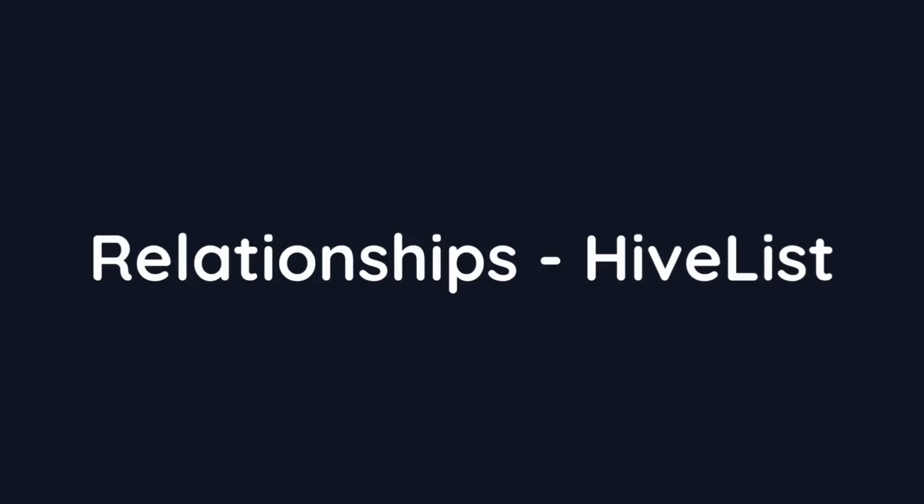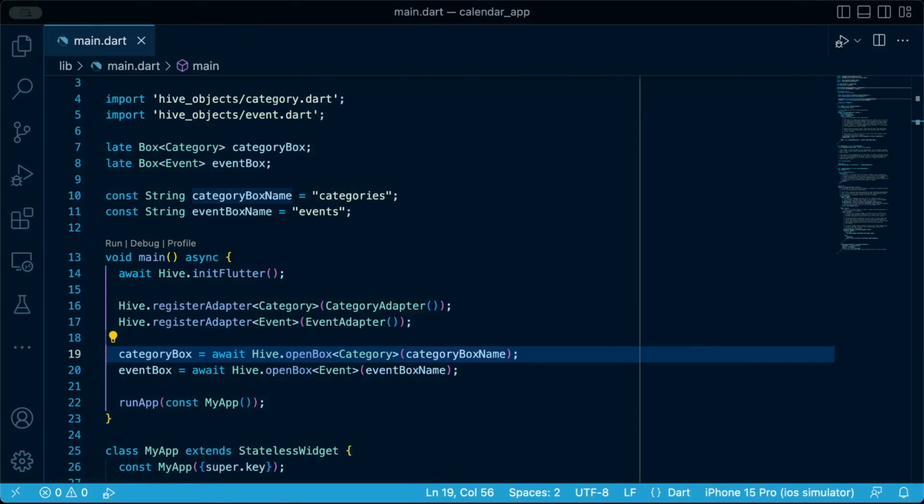So now let's have a look at relationships. Creating relationships between boxes allows us to link different sets of data, enabling more complex and organized data structures within Hive. And we can do this using HiveLists. So let's go back to our code and do that.